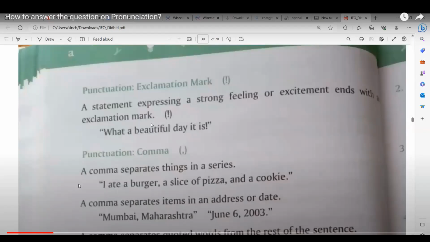Very good. Excellent. So what happened? A comma separates things in a series. For example, if the series is written burger, slice of pizza and cookie, then a comma is used to separate them. Burger is separated from a slice of pizza with a comma, and a slice of pizza is separated from a cookie with the help of a comma. Is it clear to all of you?